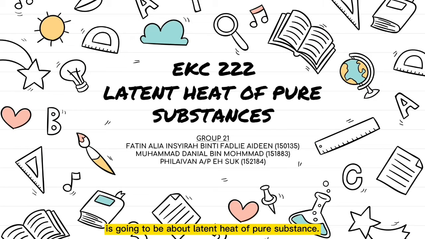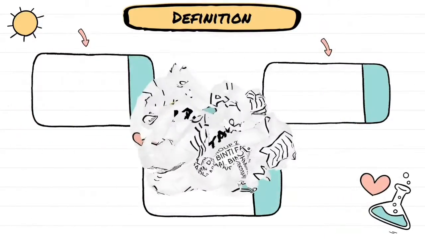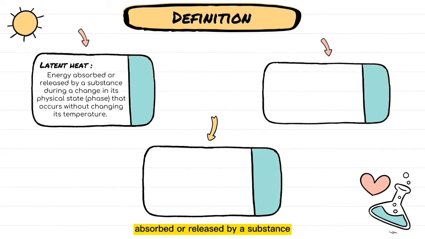This video is going to be about latent heat of pure substance. Latent heat can be described as energy absorbed or released by a substance during a change in its physical state that occurs without changing its temperature.